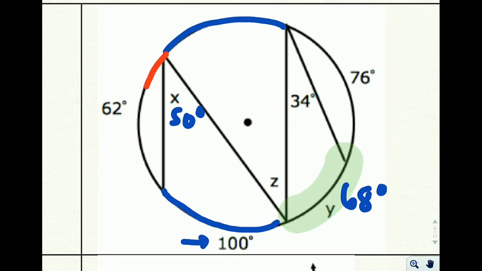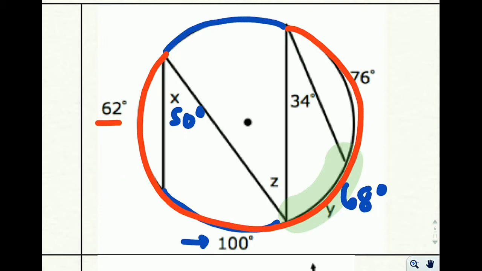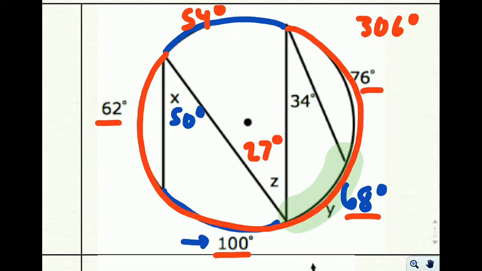If we take our path around the circle, we add up what we've got. We've got 62 plus 100 plus 68 plus 76. I believe that's 76 there. So we add that all up and we get 138, 238, 298, 306. So we have 306 used up. That leaves us with only 54 degrees left over, making z only half of that number, which would be a 27-degree inscribed angle.